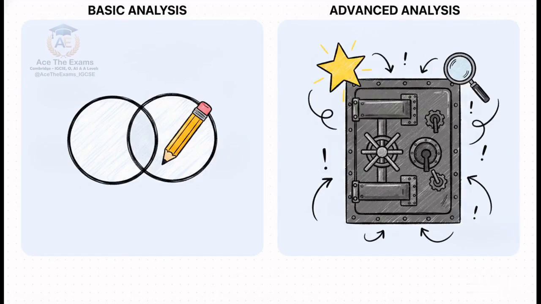But an A-star candidate? They identify similarities and differences using comparative connectives. They write, while both methods scramble plain text into ciphertext, symmetric encryption utilizes a single shared key, making it significantly faster and less resource-intensive. However, asymmetric encryption utilizes a mathematically linked public and private key pair, which, although slower, provides superior key distribution security over untrusted networks. Do you see the difference? The top-scoring answer questions assumptions, considers alternative perspectives, and justifies every single technical decision with evidence.